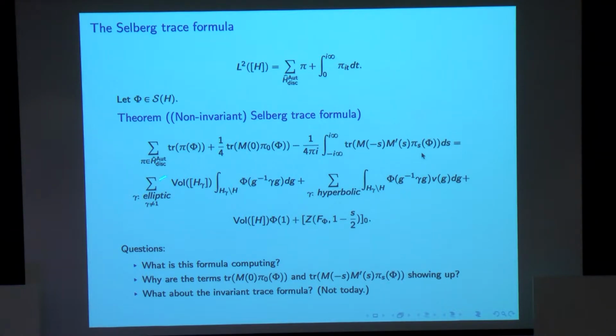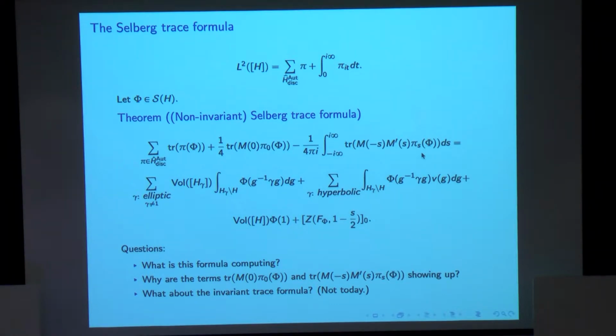I will mostly focus on the spectral side. My problem is that I never understood this formula, so I sat down to understand it, and I will try to answer the following questions: what is this formula computing? This is actually pretty well known. I will just review it and reformulate it. Secondly, why are these terms showing up? Is there a conceptual reason, for example, why the continuous spectrum should contribute discretely?